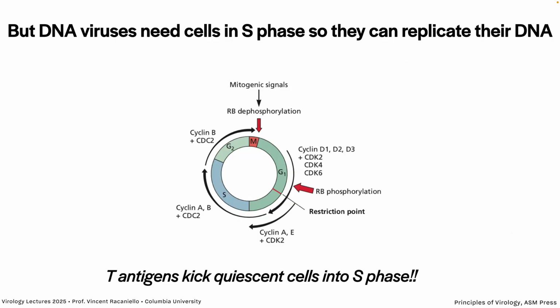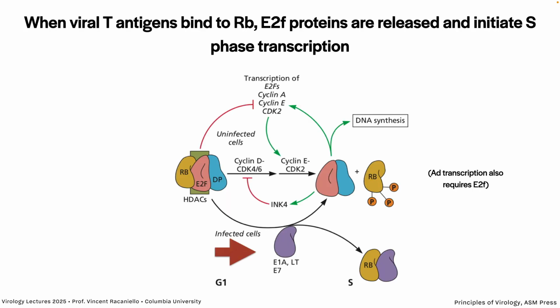Now remember, viruses need cells in S phase so they can replicate. And what they do is they antagonize RB so that they can kick cells into S phase. How does that work? So instead of RB being phosphorylated, the viruses make a T antigen that binds RB, releases it from E2F. E2F will then start transcription of all the genes you need for cell division. Again, remember, RB is bound to E2F, shutting down cell division. That's how RB is the checkpoint for cell cycle.